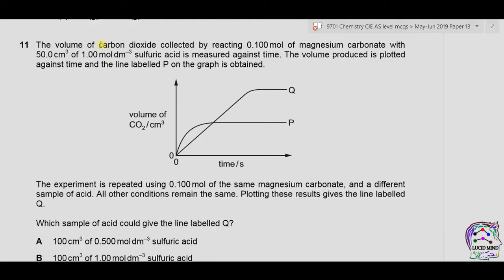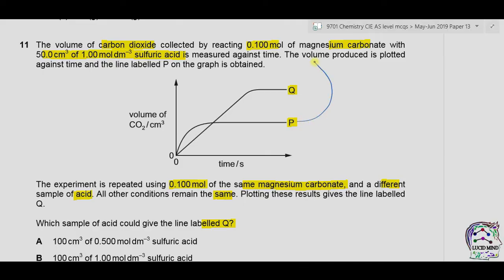Question 11. The volume of carbon dioxide collected by reacting 0.1 mole of magnesium carbonate with 50 cm3 of 1 mole per decimeter cube sulfuric acid is measured against time. The volume produced is plotted against time and the line labeled P on the graph is obtained. As we can see, Q has a higher volume of carbon dioxide and P has a lower volume of CO2 produced. The experiment is repeated using 0.1 mole of the same magnesium carbonate and a different sample of acid. All other conditions remain the same. Plotting these results gives the line labeled Q. Which sample of acid could give the line labeled Q?